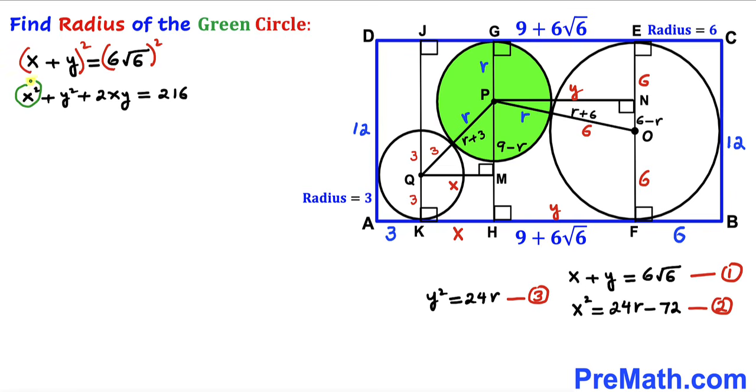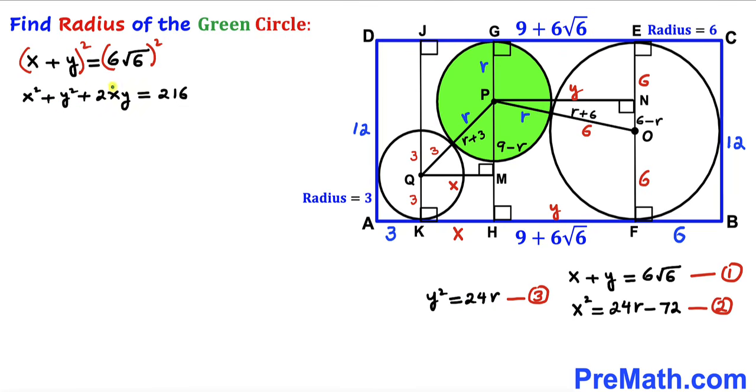We can see x square is the same as this 24r minus 72 from this equation 2. So therefore I'm going to replace this x square by this 24r minus 72. Likewise, let's focus on this y square. We know y square from this equation 3 is 24 times r. So therefore I'm going to replace this y square with 24 times r.